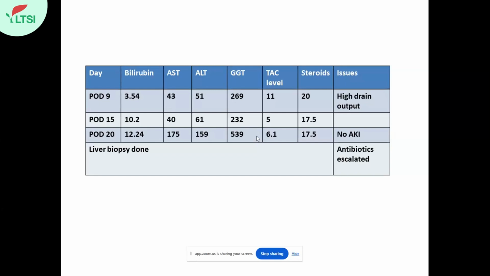So that's the point that I wanted to make with this case. Just get all the information that you can before you hit them with steroids, thinking this is possibly rejection, because it is possible for this to be rejection too. If you see on day 15, the tacrolimus level is a little bit low at 6.1, and bilirubin has gone up and the enzymes have gone up.